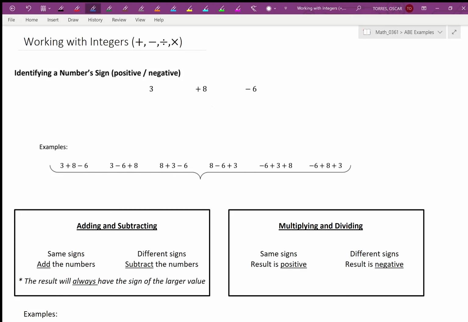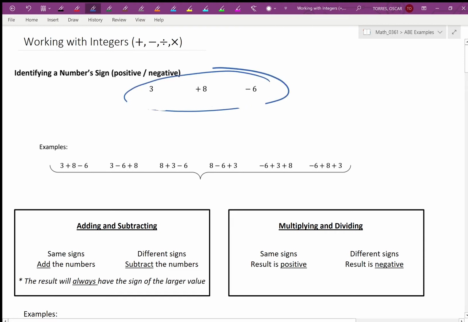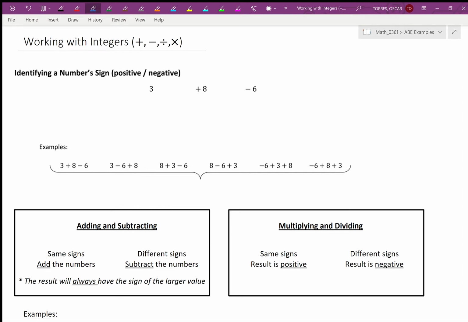Before I can explain how to add, subtract, multiply, and divide these numbers, I want to make sure you're able to identify the sign of each number. So if we look at these three numbers up here on the screen, there's 3, 8, and a 6, and each of them has a sign to the left of them. The 3 doesn't necessarily have a sign written, but whenever you see a number without a sign, you assume that it is positive, which it is.